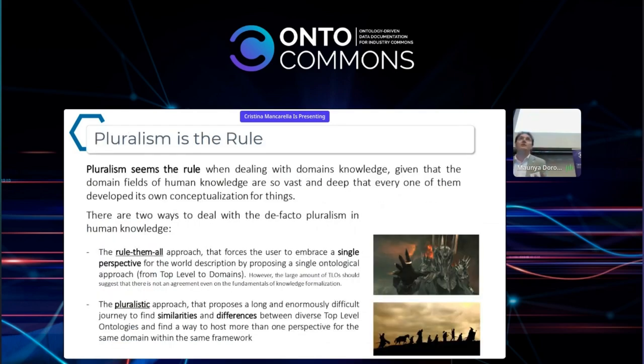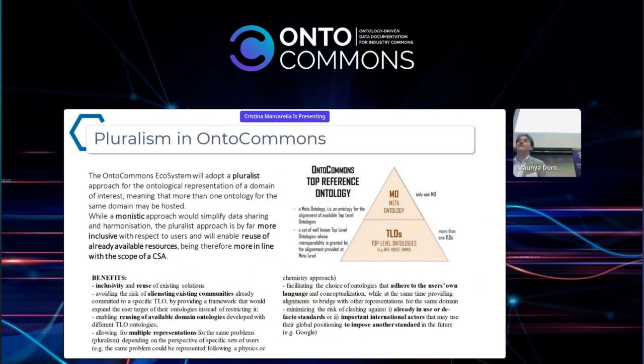There are many different ways to deal with that. Since pluralism seems the rule, we can use the approach of one ring to rule them all. So we can adopt one and push this one and say you should adopt this one and that's it. Or we can adapt ourselves in a pluralistic way so that we respect what comes out from the field, and we try to develop a framework that adapts itself and can host several different conceptualizations of the same domain. And this is really in line with what OntoCommons is doing: developing a pluralistic environment for hosting different concepts in the same framework.